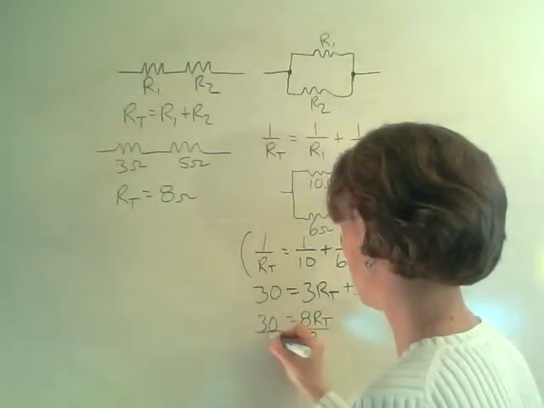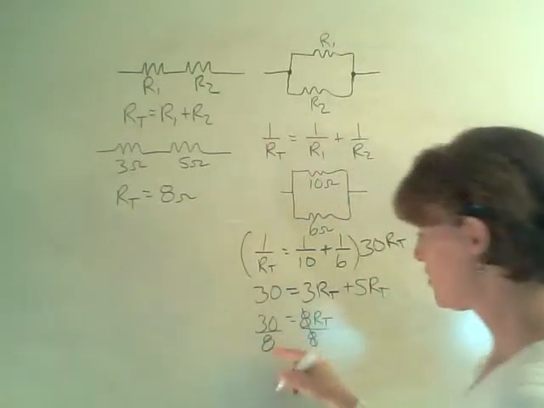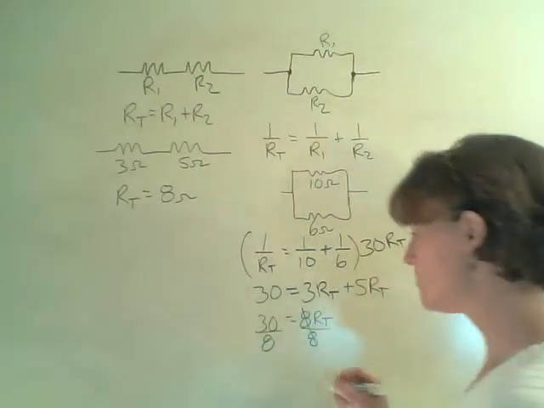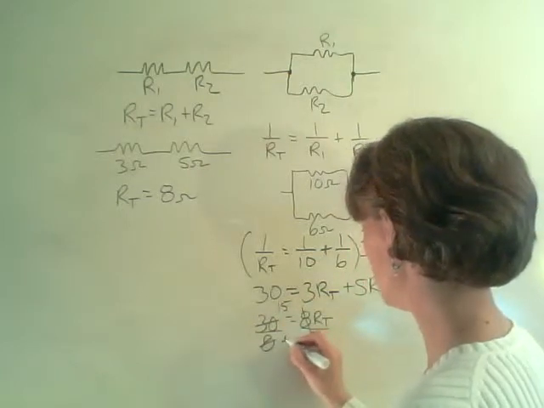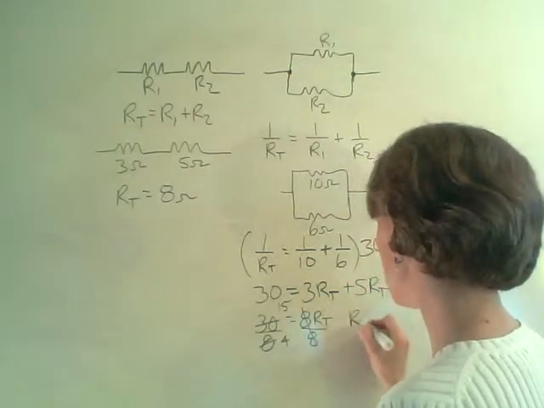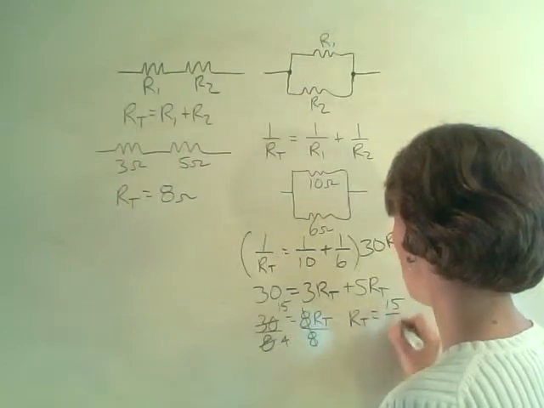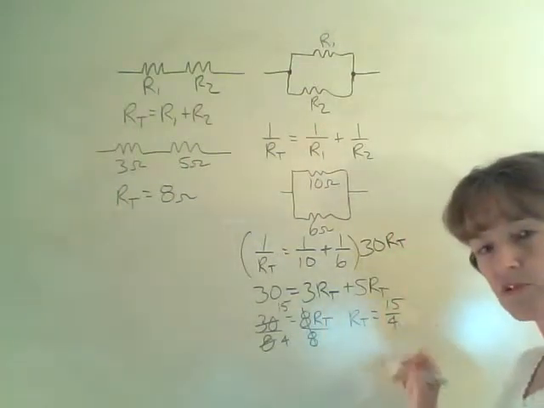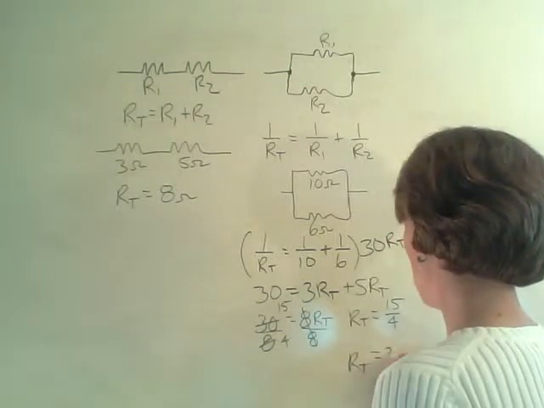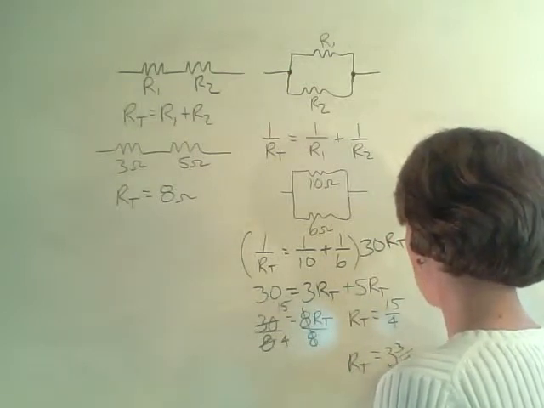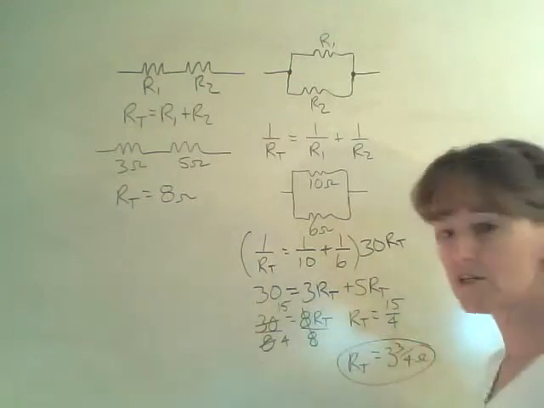and RT equals 30 over 8, but I can reduce that. 2 goes into 30 15 times, 2 goes into 8 4 times. So really, RT equals 15 over 4, or I probably want to make that a mixed number because it's a real problem. So 3 3/4 ohms. This is what RT is.